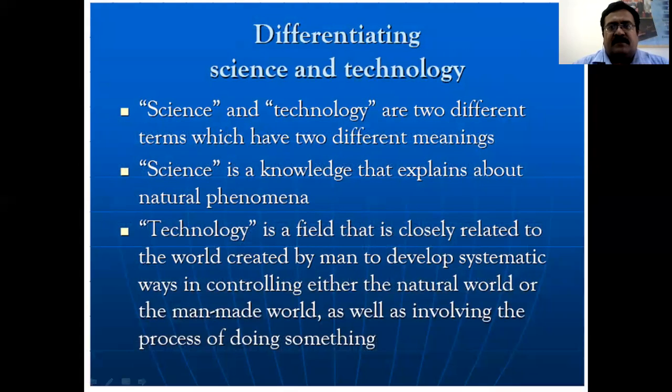The difference between science and technology. Science and technology are two different terms which have two different meanings. Science is knowledge that explains natural phenomena. Technology is a field closely related to the world created by man to develop systematic ways of controlling either the natural world or the man-made world, as well as involving the process of doing something.